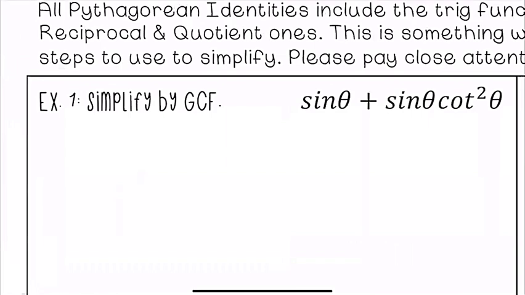So it says simplify by using a GCF. Just a reminder, GCF stands for greatest common factor, and that is something that can be divided out of all of the terms that you're looking at. So looking here, you ask yourself, do we have a plus or a minus sign? We do. So we're going to have to use P1, P2, or P3. Next, we're going to see if we have anything squared. We do. We have a cotangent squared.